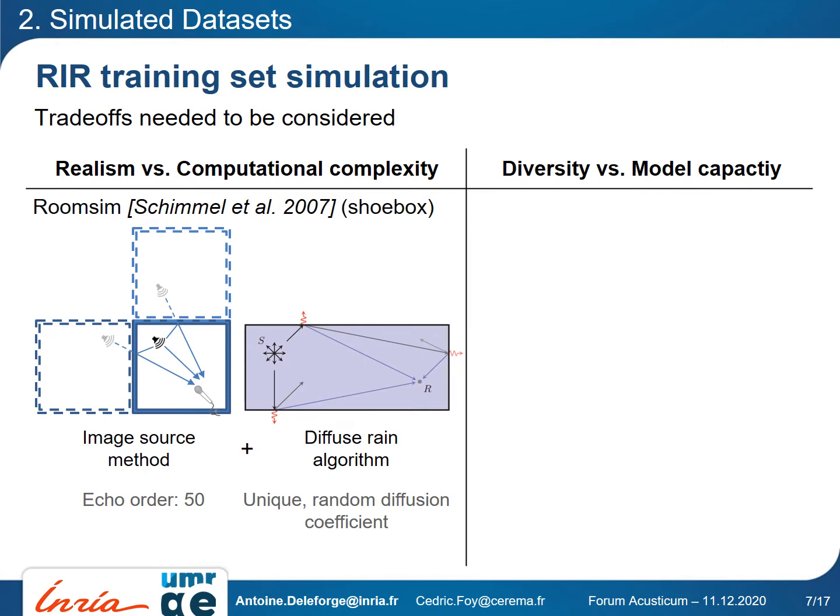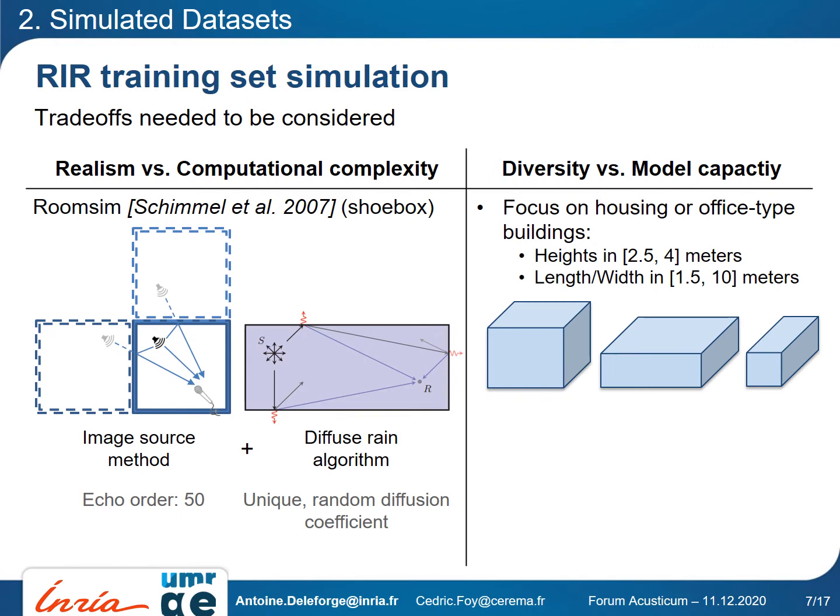The second trade-off to consider is between the diversity of our training set and the capacity of the learned model. Of course, it is desirable to have a very diverse training set in order to deal with as many acoustic conditions as possible. But this implies increasing the amount of training data to make them representative, and matching this with a very large number of model parameters.